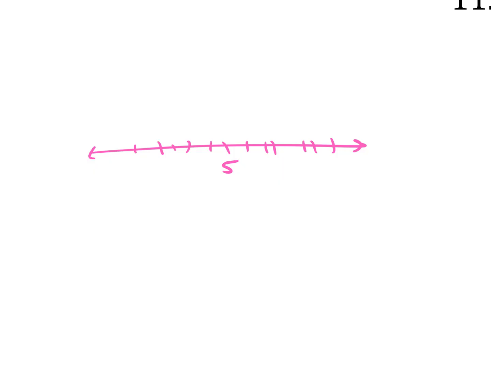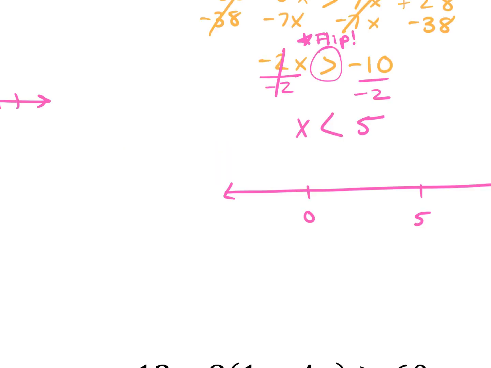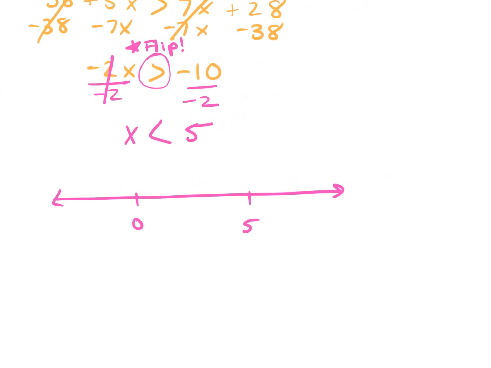So it'll give you a line with tick marks on it. Put whatever numbers you want on there. So here I just put 5 to the right of 0. Would it be an open or closed circle at 5? Open. An open circle because it's just the less than sign.